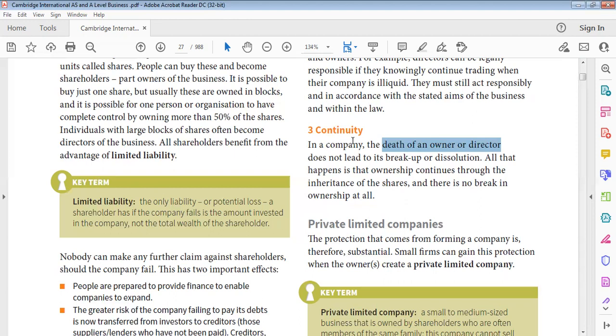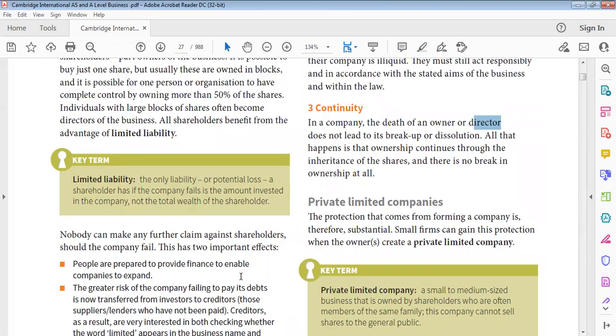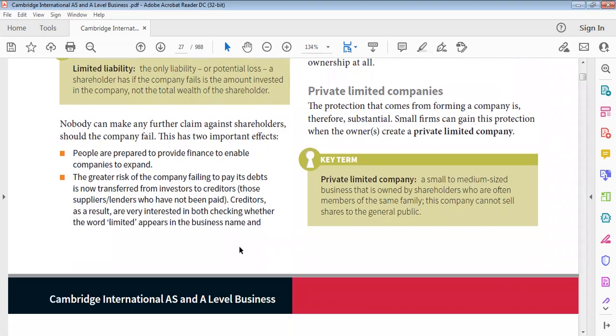But for a limited company, it's not a problem. Even if many owners die, many directors die, it's really not a problem. It will continue operating. So these are the three main features of limited companies.